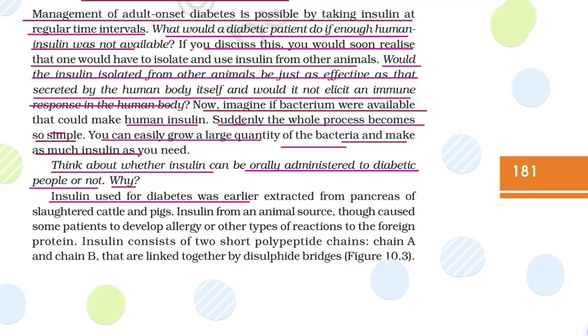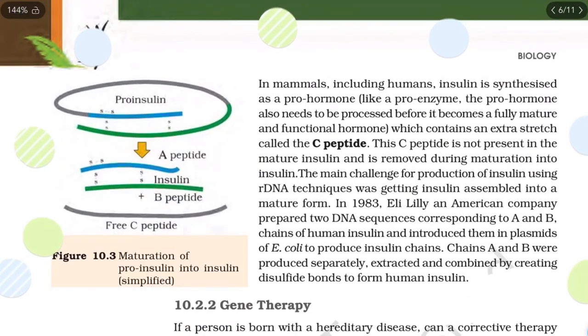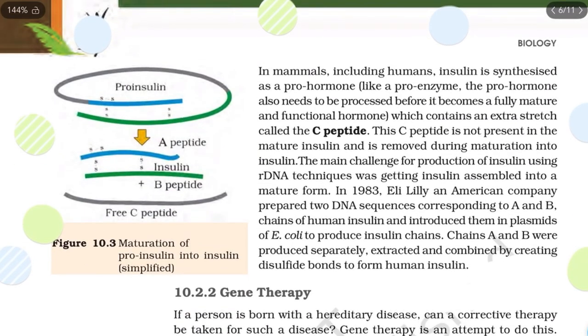Insulin used for diabetics was earlier extracted from the pancreas of slaughtered cattle and pigs. Insulin from an animal source caused some patients to develop allergy or other types of reactions to the foreign protein. Insulin consists of two short polypeptide chains, chain A and chain B, that are linked together by disulfide bridges, figure 10.3. This is the figure 10.3.